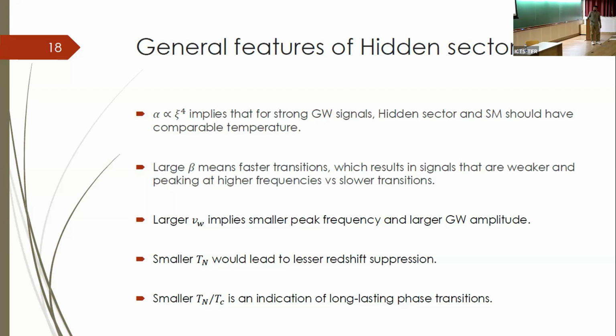Larger beta implies faster transitions, which lead to signals which are weaker and peak at higher frequencies versus the slower transitions. Larger wall velocity implies smaller peak frequency and larger gravitational wave amplitude. Smaller nucleation temperature will lead to lesser redshift suppression, which implies the overall signal will be stronger. And smaller Tn over Tc is an indication of how long-lasting the phase transition is.